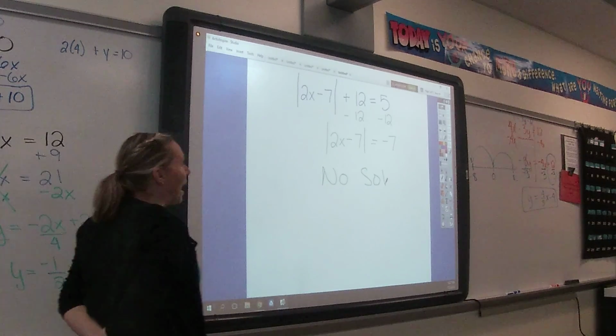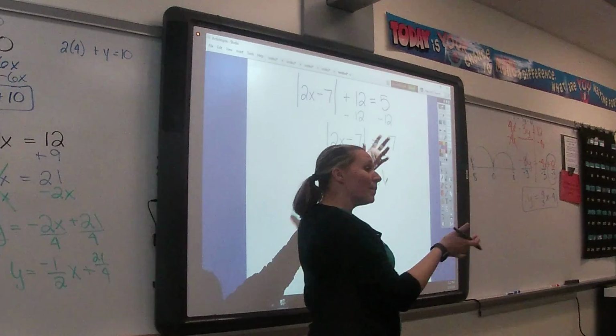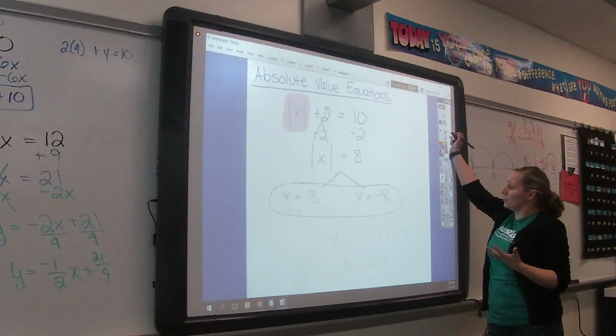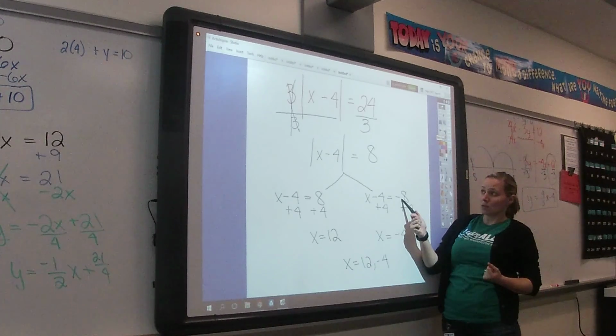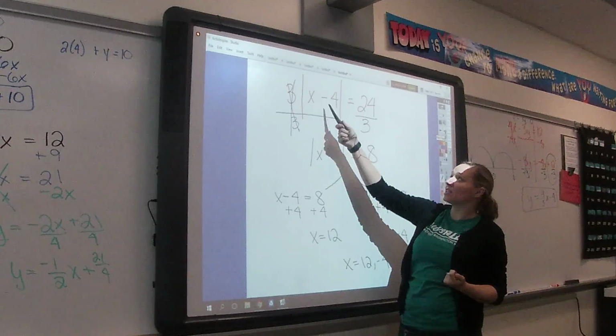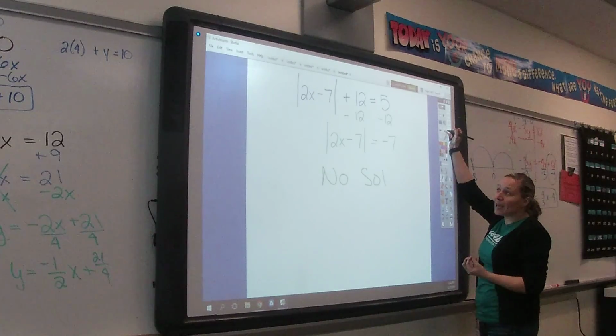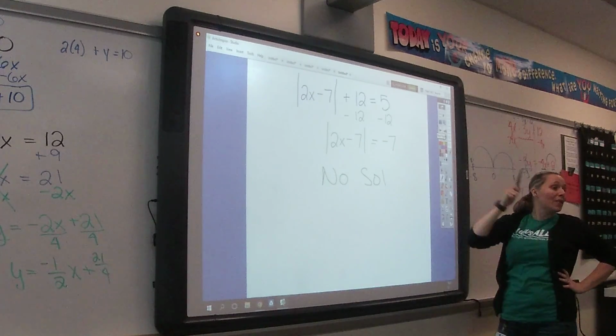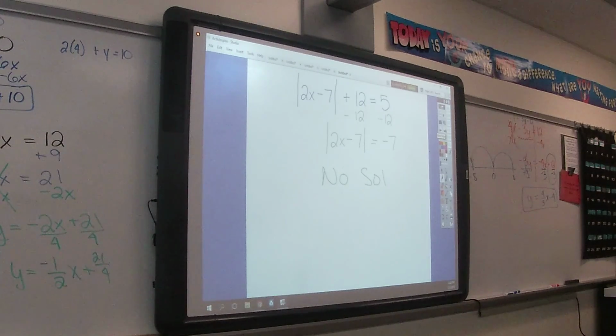So it doesn't matter if negatives show up other places. It's okay that I got a negative here. It's okay that there's subtraction involved. But what we can't have is when we get the absolute value isolated, that being equal to a negative number, because you all told me absolute value cannot be negative.